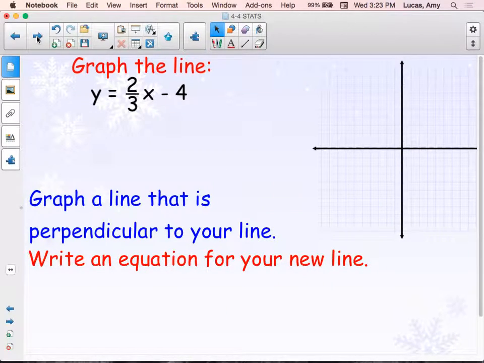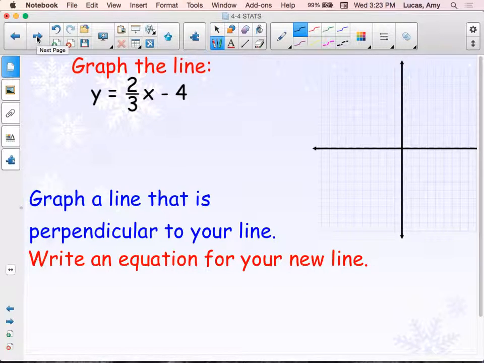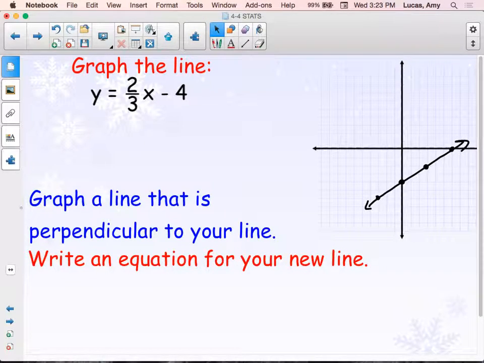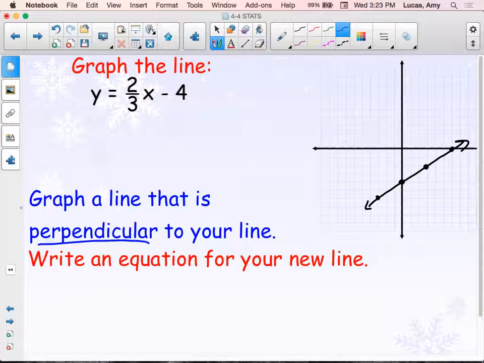Okay. Switching over a little bit here. Graph this line. So start at negative 4 and my slope up 2 over 3. We're switching a little bit here though because my new line has to be perpendicular. Perpendicular, so I take my slope, I have to flip it and change the sign.